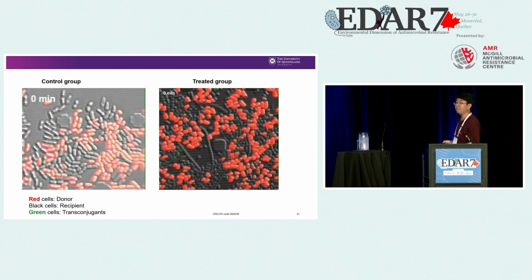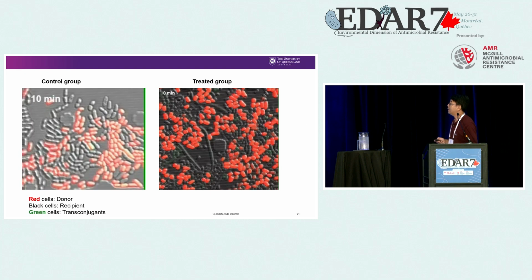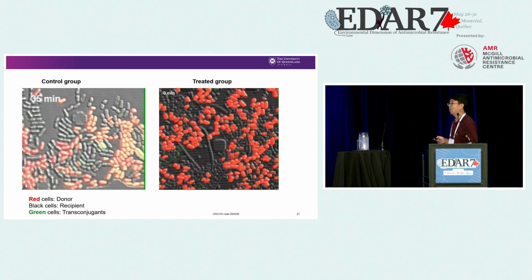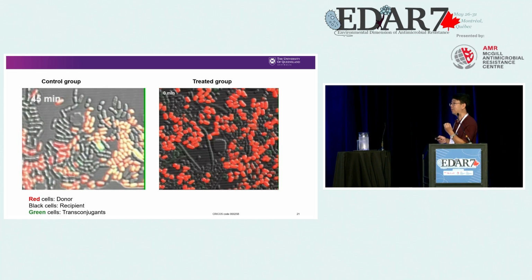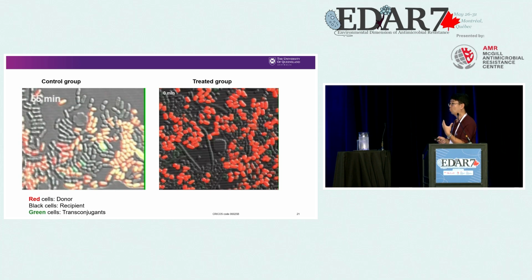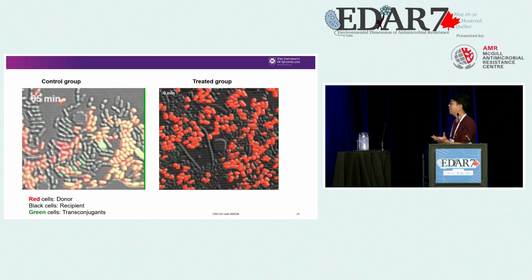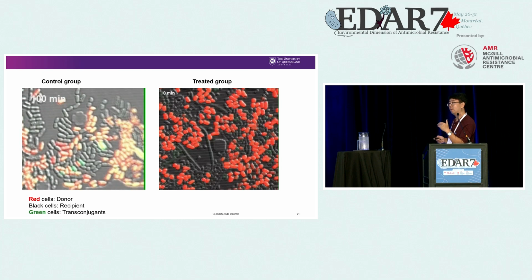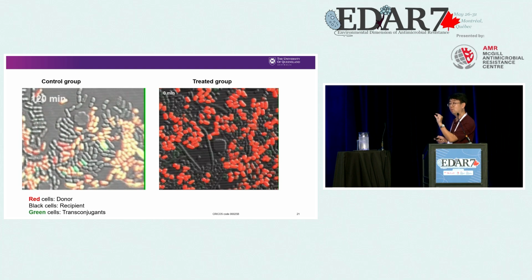Okay, let's have a look at it. The red here are donors, the black ones are recipients. Once a recipient takes up that plasmid, it will become green fluorescent. You can see that without any drug dosage, that process is happening, but very, very slowly. After 2 hours, in this field, only very few bacteria become transconjugants. So this is the control.